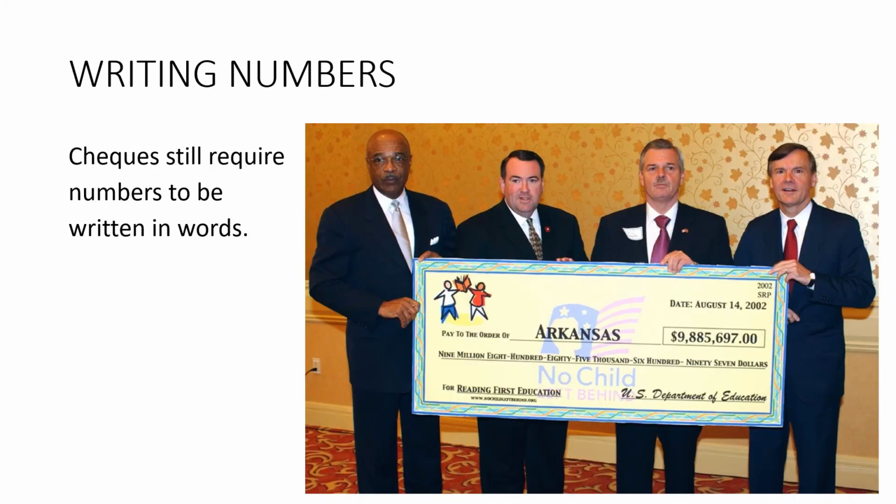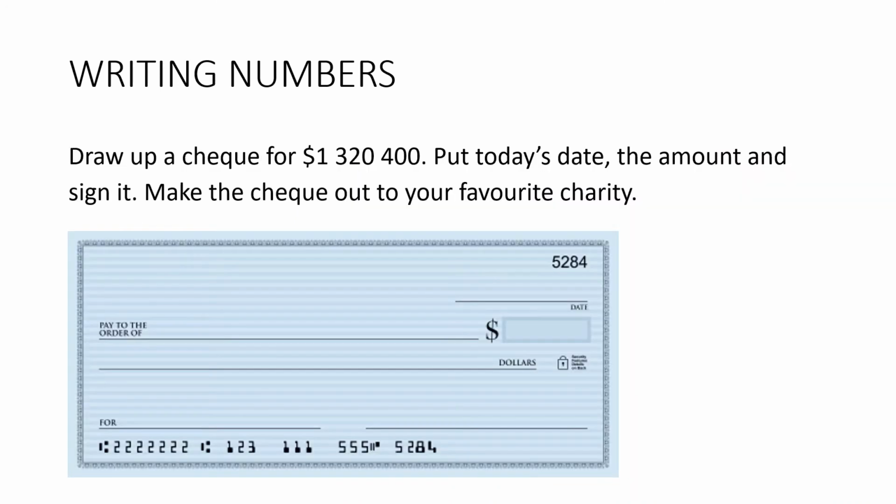Now you might be wondering, well, why do I need to know how to write numbers in words? Cheques actually still require that. Here you can see in the picture a cheque for $9,885,697. You can see how it's written there in words. So you might like to draw up a cheque and put today's date, the amount, and sign it. And you can make the cheque out to your favourite charity. So I'm going to make it out to the RSPCA, and I've just put a random date in. And here's the amount in digits, or as a basic numeral. And now let's write it as words.